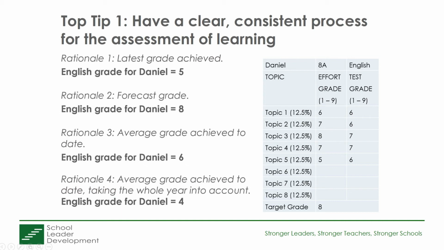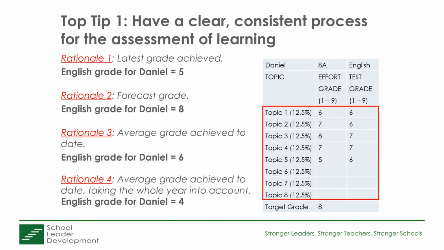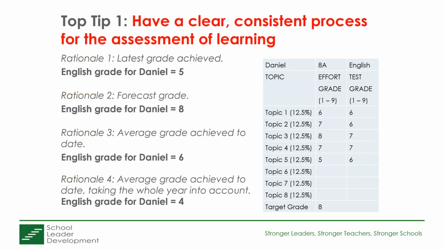If the department or the school doesn't get the assessment rationale right and consistent with all teachers and leaders, Daniel can be seriously misrepresented in his grades, not by his work, but by the mechanisms by which the department or the school create his data. It's therefore essential there is a clear, consistent method of assessment across the school.